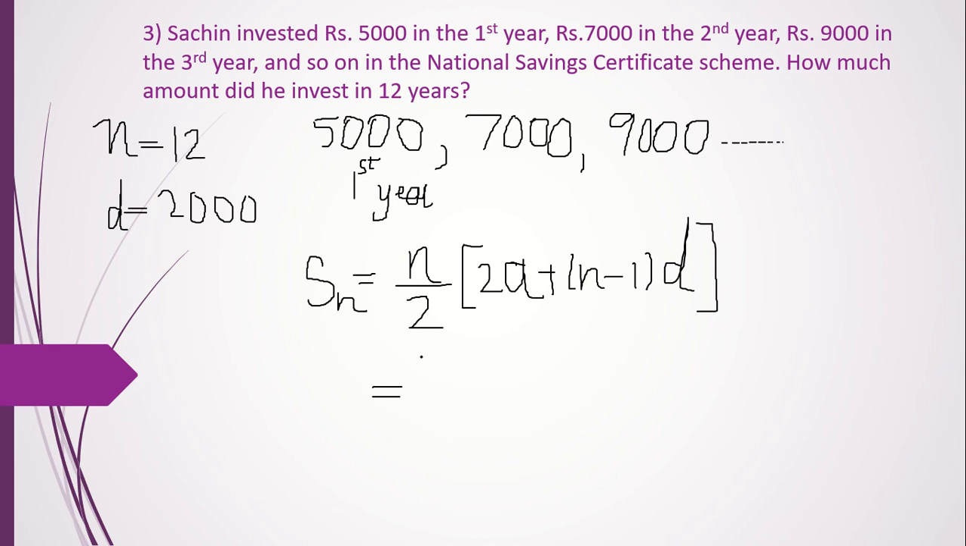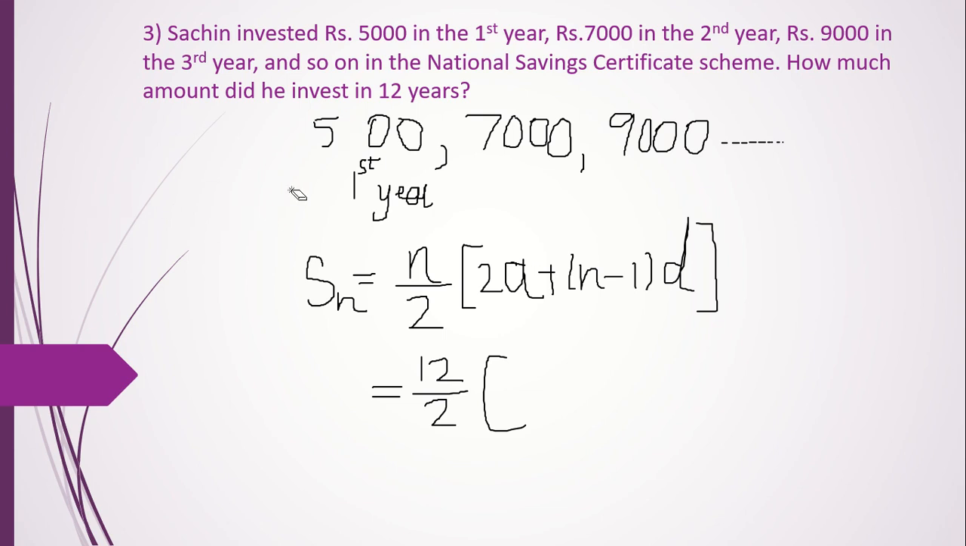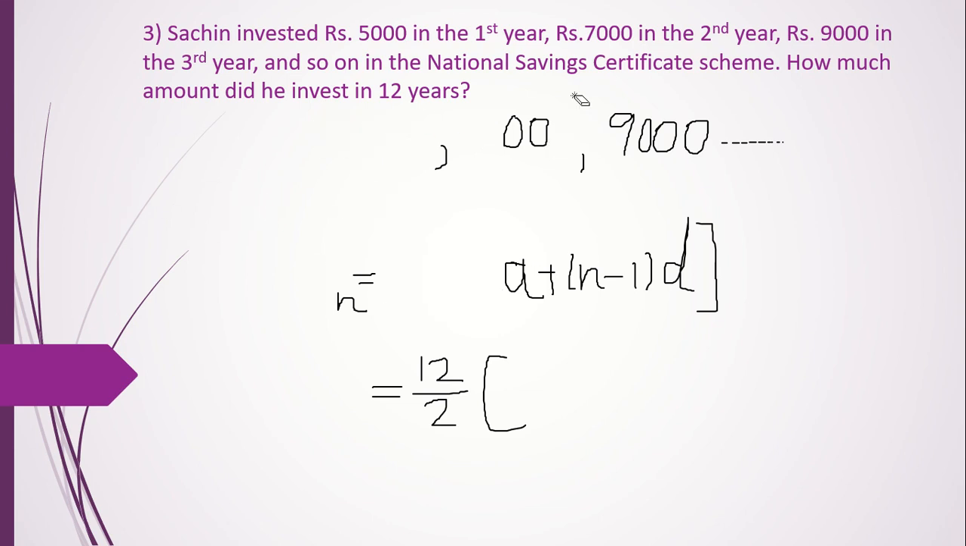n we know is 12. Substitute there, divided by 2. 2 into a, we know the first term is 5000, so put 5000 there. n minus 1, n is 12, 12 minus 1 is going to be 11, d is 2000, so substitute 2000 there. That's it. Here this sum is quite simple. You just have to substitute the numbers in the formula.